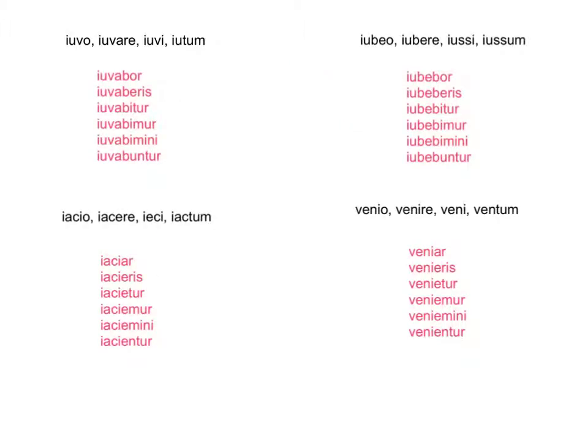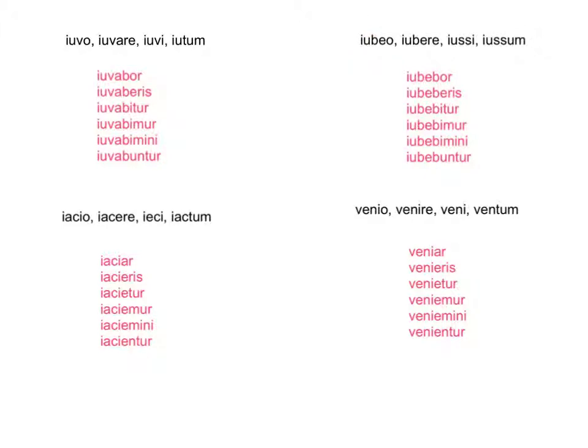Okay, so there's some important stuff to pay attention to here. For first conjugation, iuvo, iuvare, iuvi, iutum, to help. Notice the stem is iuv, and we put an a everywhere, and then bo, bi, bu, 1 and 2. But there's one slight change. Remember that Latin doesn't like I R in this position, so we have to change that I to an E, just like we did with present passive third conjugation. So instead of going bor, biris, it goes bor, beris, bitur, bimur, bimini, buntur.